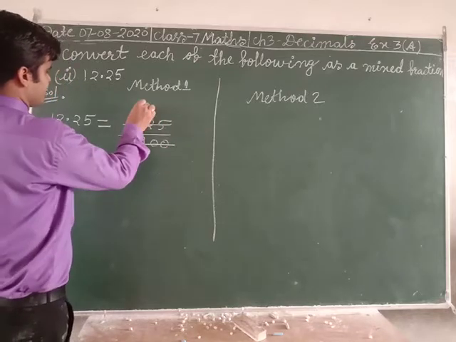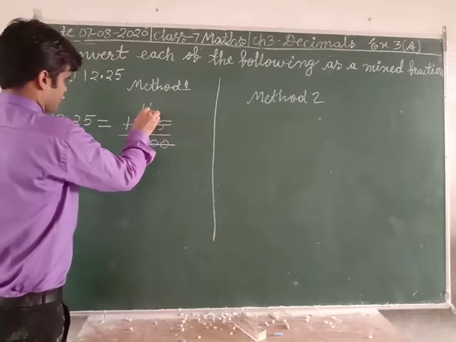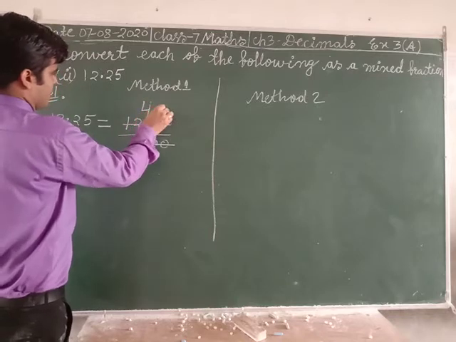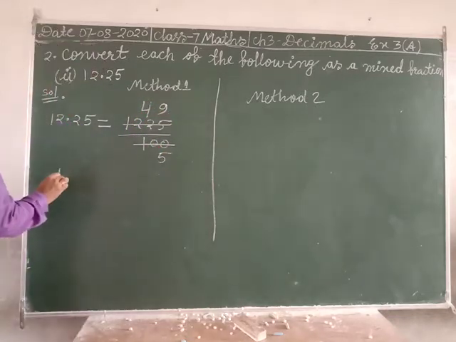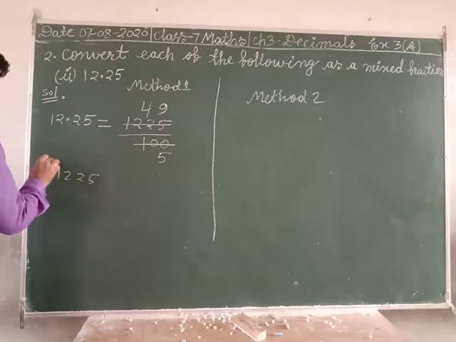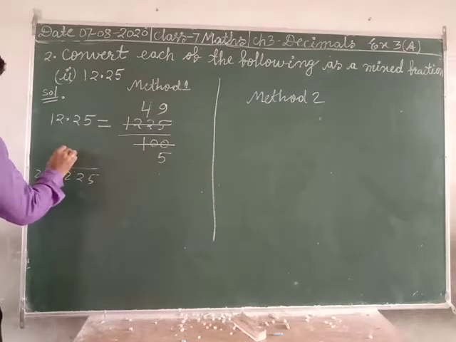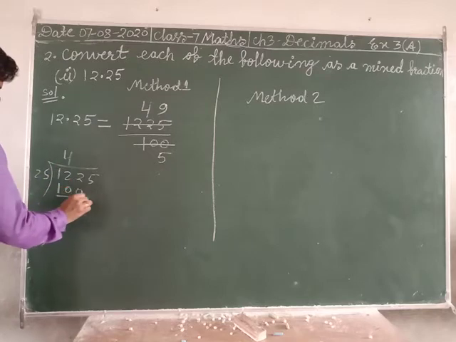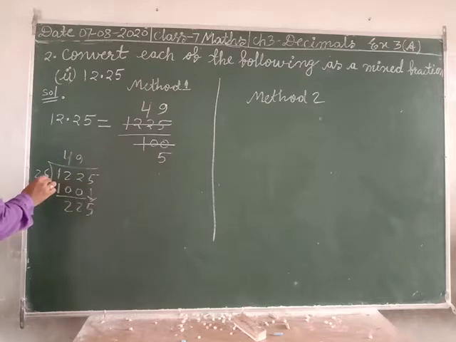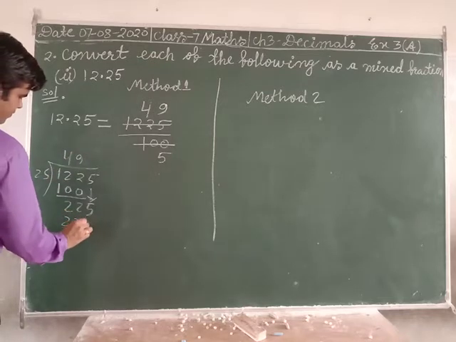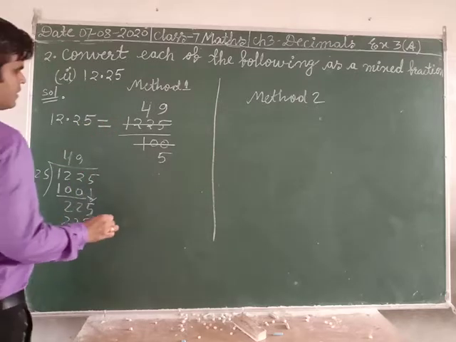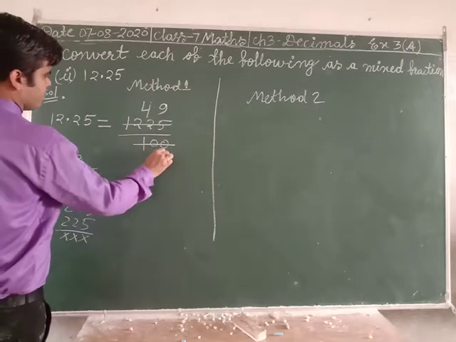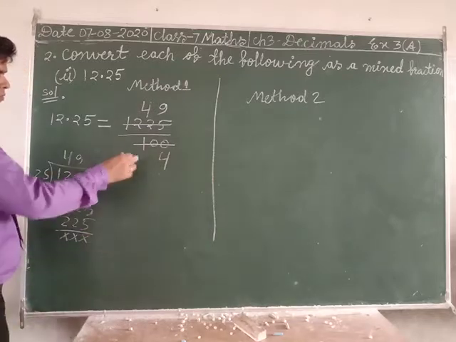So this becomes 49 and this becomes 5. We divide it here. I am going to divide it by 25. By 25, 4 times 25 is 100, and 9 times 25 is 225. So this becomes 49, and by 25 this becomes 4, not 5, this becomes 4.